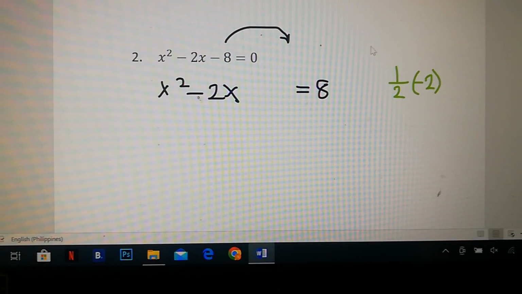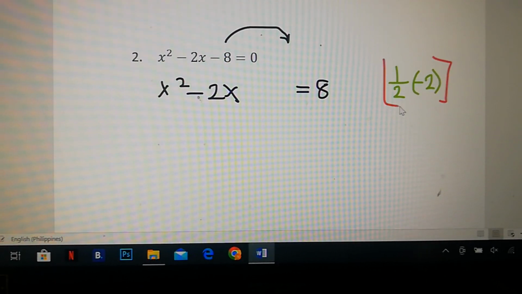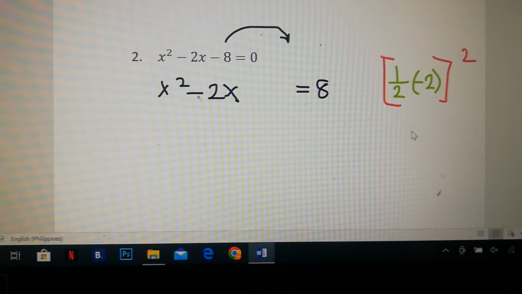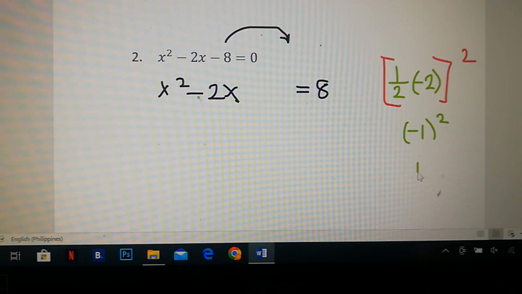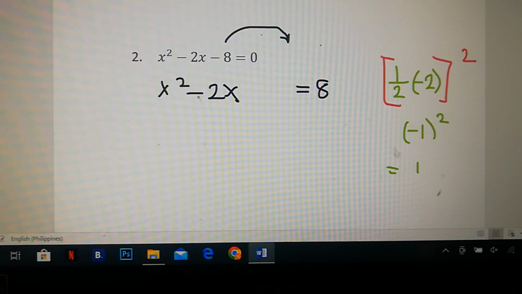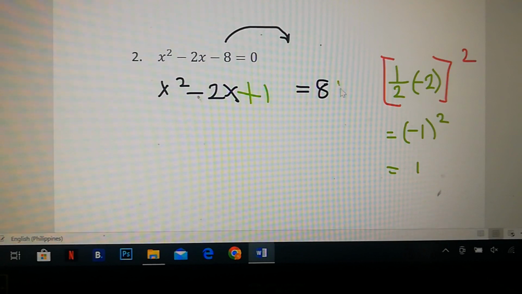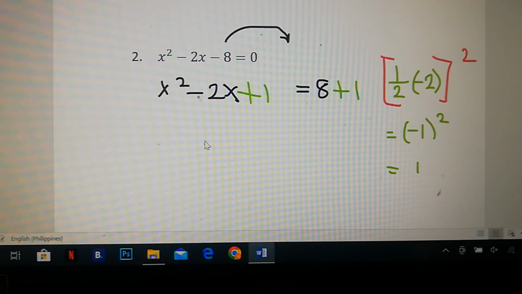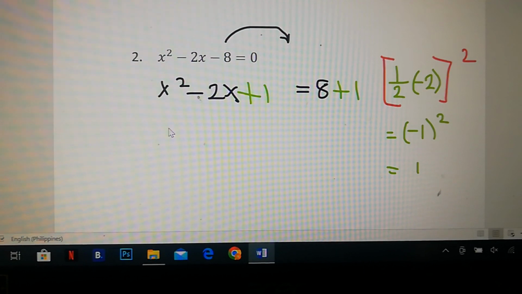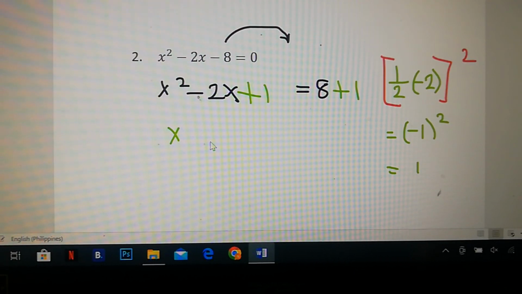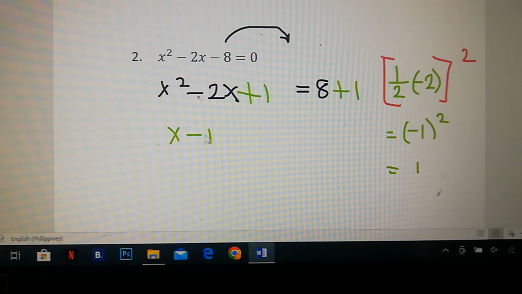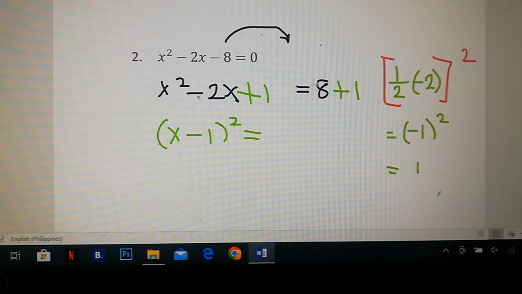And whatever be the result, you square. Since 1/2 of negative 2 is negative 1, you square negative 1, which is equal to 1. So meaning we add 1 here, we add 1 also to 8. Okay, factor the left side. That is now equal to (x minus 1) squared, because the middle term is negative, is equal to 8 plus 1, which is equal to 9.